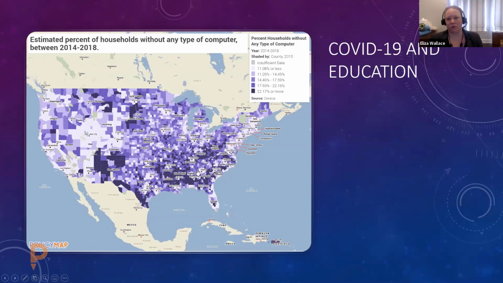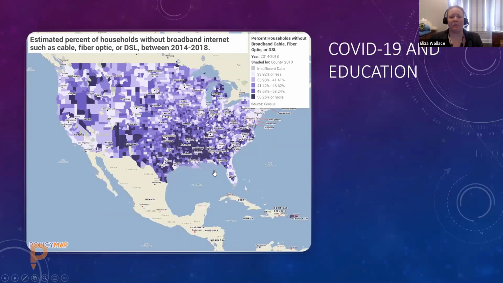So they would not be able to participate in a lecture like this one. And you can see in some cases the darkest purple is 22% or more. So in some of those places, 1 in 4 households may not have any access to that technology. And similarly, here's a map of households without broadband internet, so without the fast internet that makes streaming and things like that possible.